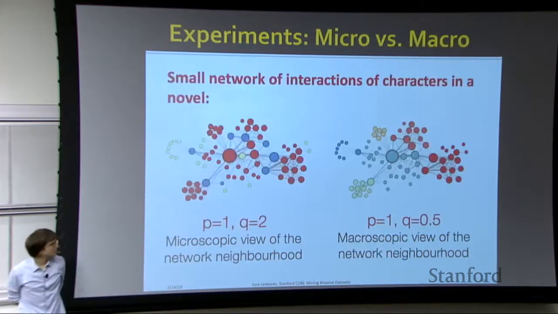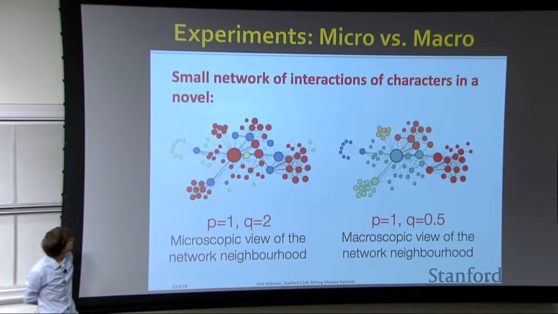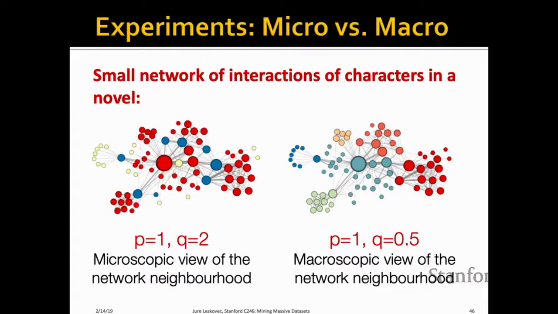And to give you an example of how this macro versus micro would look like, this is a very small toy network example. This is a social network of characters interacting with each other in a novel. So this is a novel, a book. Every node is a person in that book, and two nodes are connected here with a weighted edge, depending on how often they interact in this novel. Okay, so you can create graphs out of stories and study the structure of these graphs, right? So here we are using P equals 1 and Q equals 2.